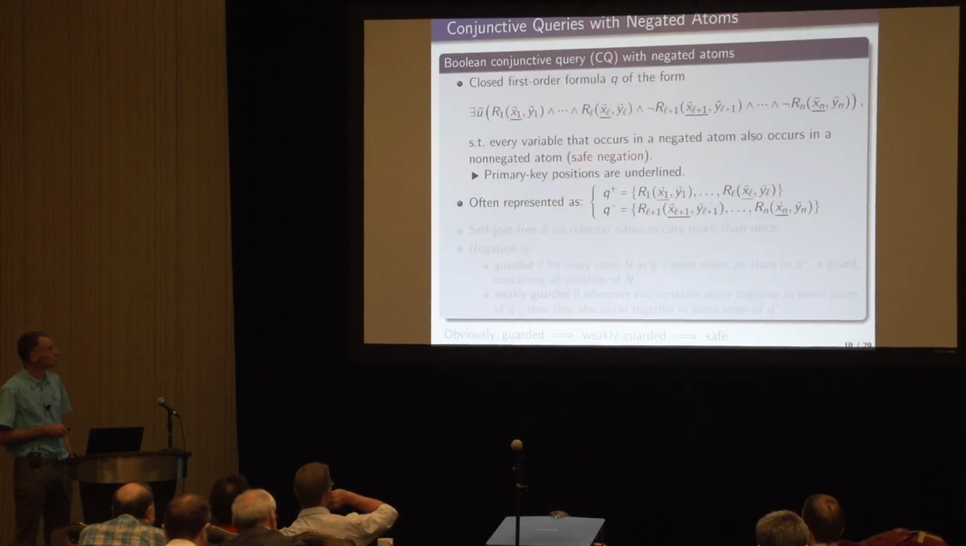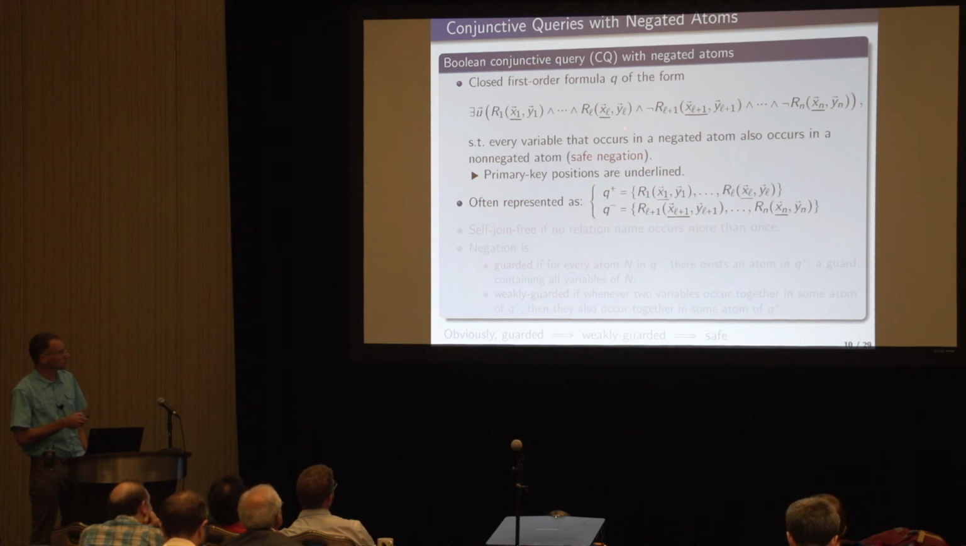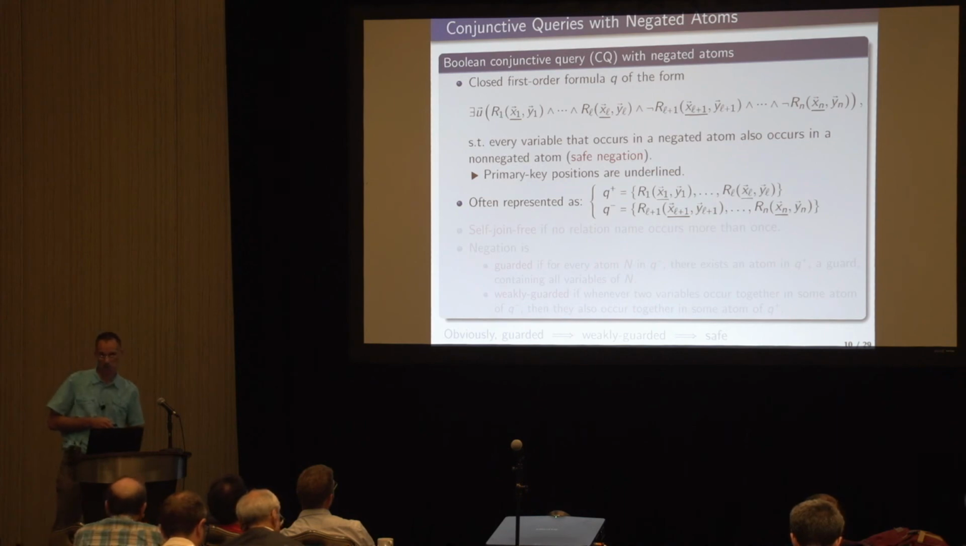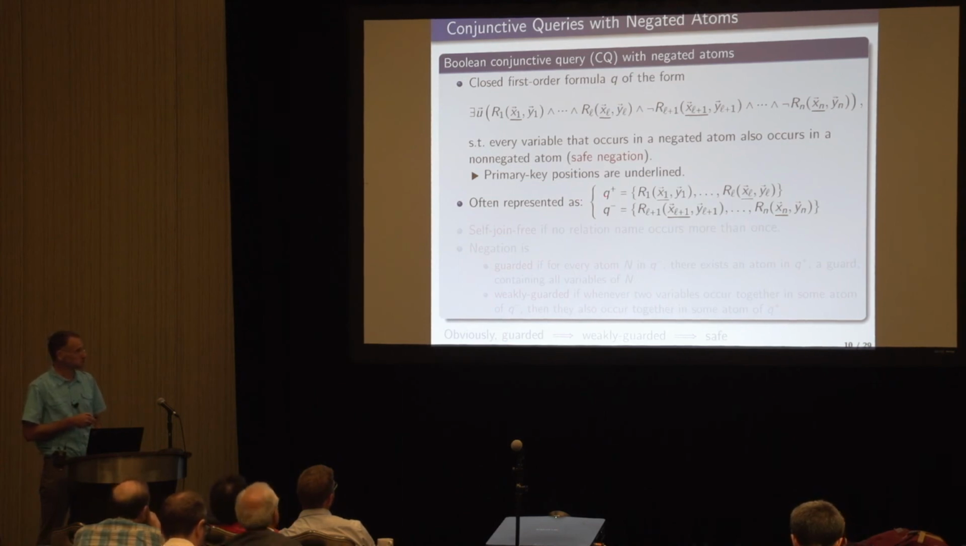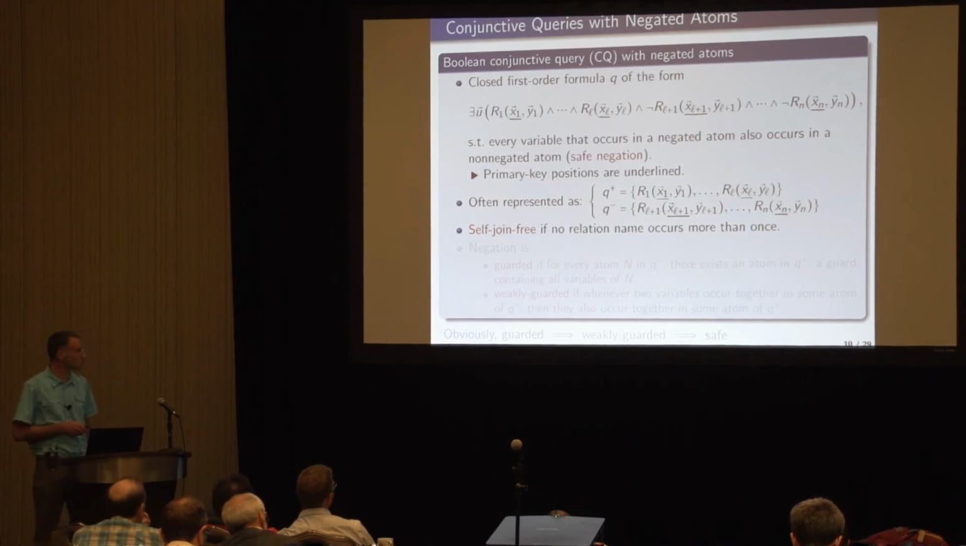Okay, so what are Boolean queries with negated atoms? These are expressions of this form where you have positive atoms, negated atoms, and always you have this safe negation, meaning that every variable that occurs in a negative atom should also occur in a positive atom. Often we just represent it as Q plus is a set of positive facts and Q minus is a set of negative facts. Such a query is self-join free if no relation name occurs more than once, and in this paper we only focus on self-join free queries.